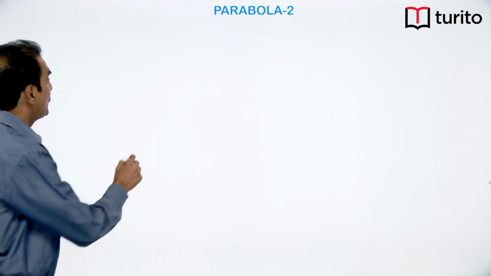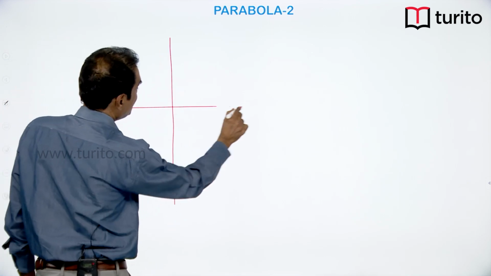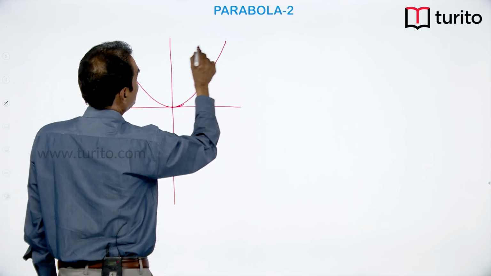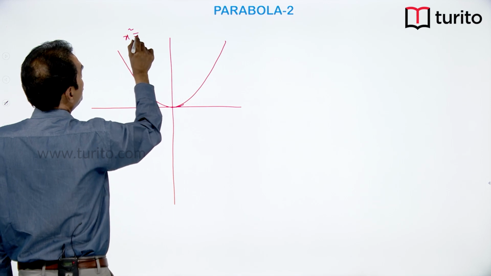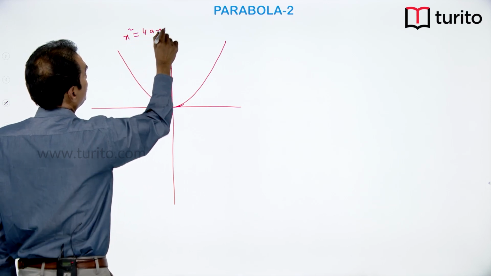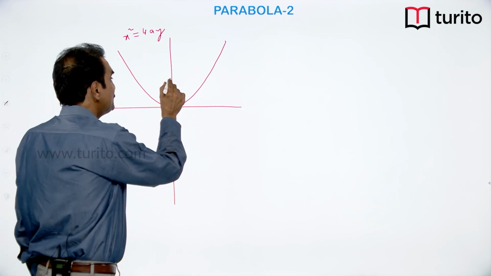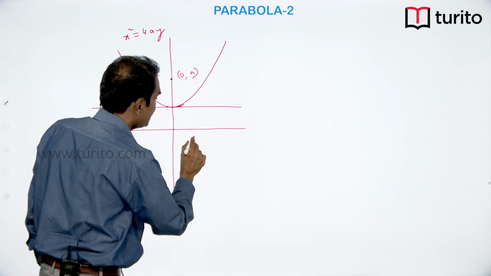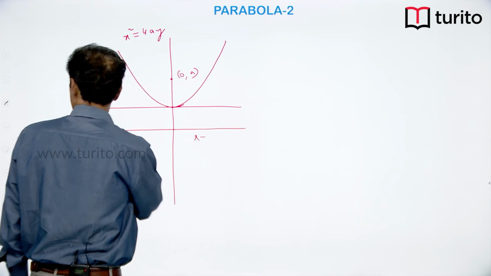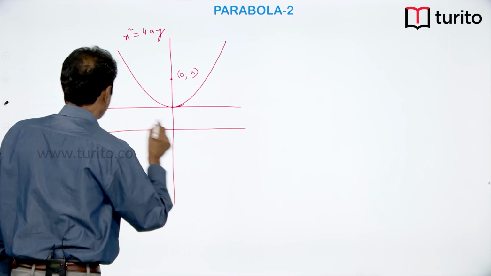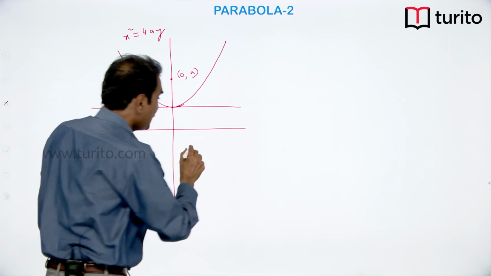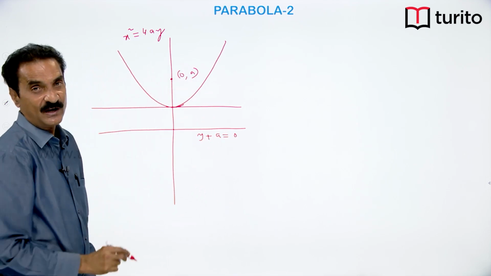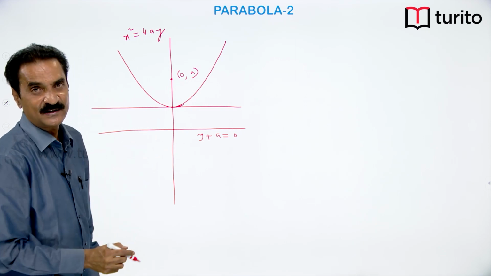Similarly, the next standard form is this parabola. This is x square is equal to 4ay. Its focus is 0 comma a. Its directrix is y plus a is equal to 0. Length of the latus rectum is 4a, and we have discussed all the other characteristics.